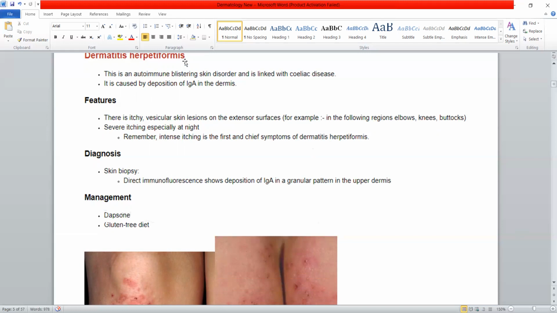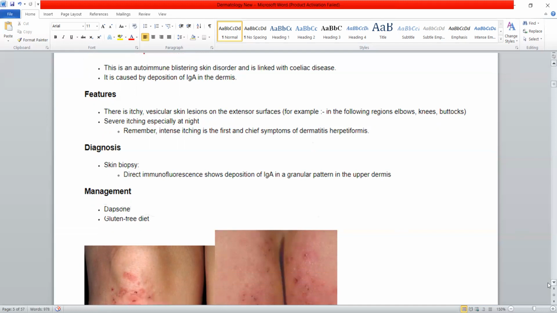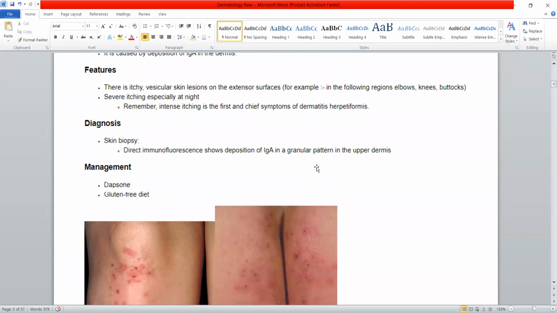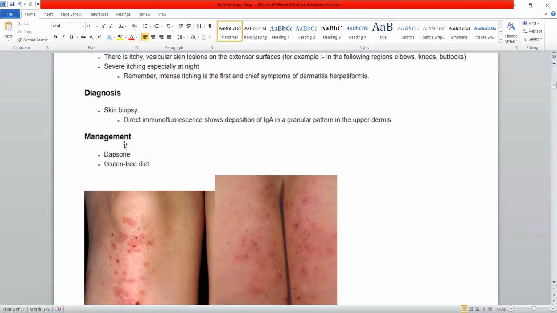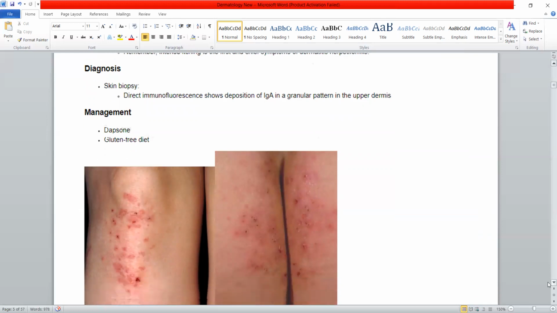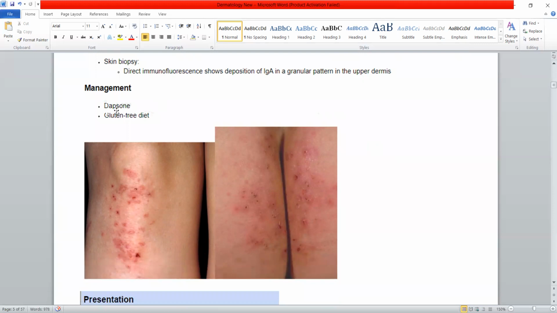The diagnosis of Dermatitis herpetiformis is made on a skin biopsy. Skin biopsy will show a deposition of IgA in a granular pattern in the upper dermis. Short-term management of Dermatitis herpetiformis is Dapsone. Dapsone is a drug that prevents the chemotaxis or movement of neutrophils. And the long-term management of Dermatitis herpetiformis is a gluten-free diet.